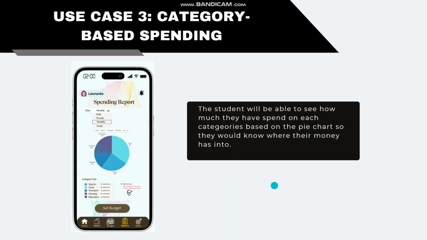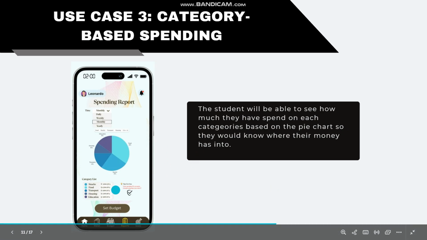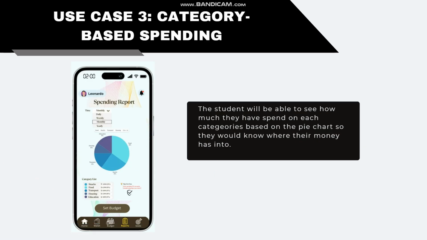And this is the use case 3 scenario, which is category based spending, which will show the reports of how much money we have spent based on the categories. As you can see, we show it with a pie chart. For example, we have spent money on snacks, food, transportation, housing, and education, etc. So this is a spending report which will be shown with a pie chart.